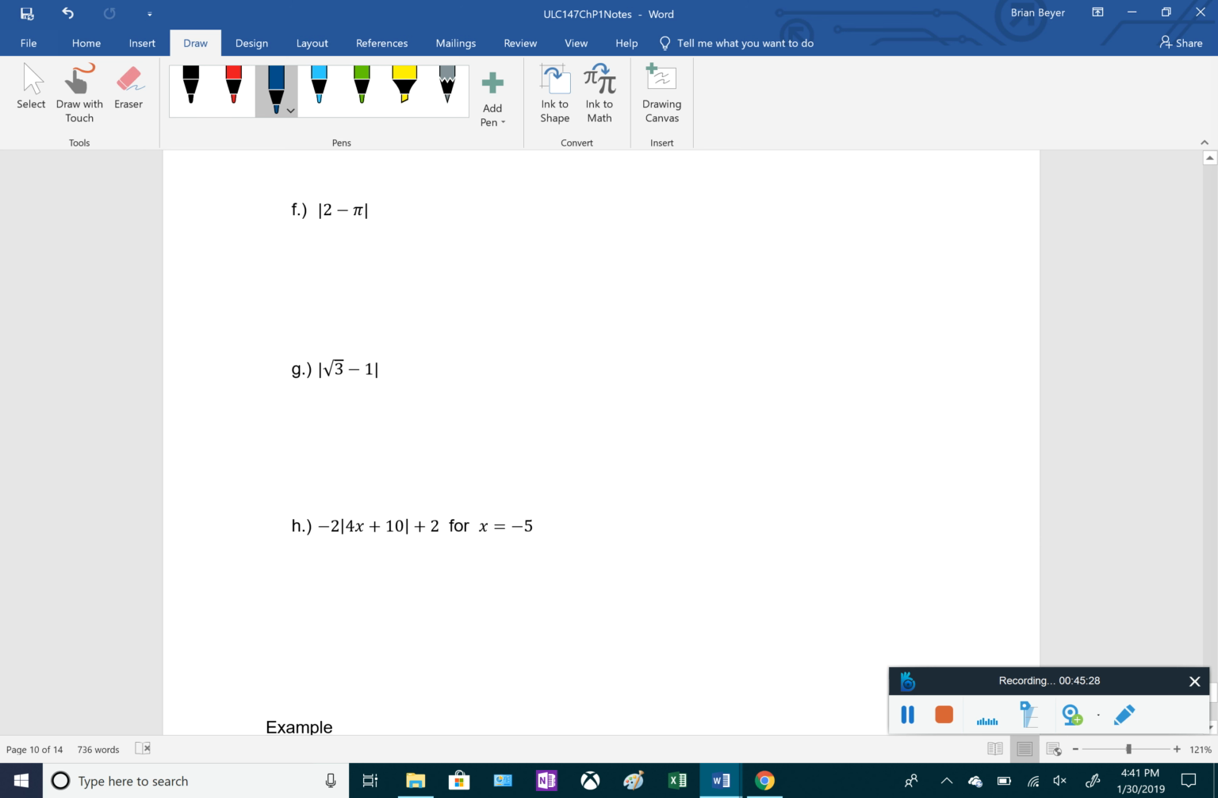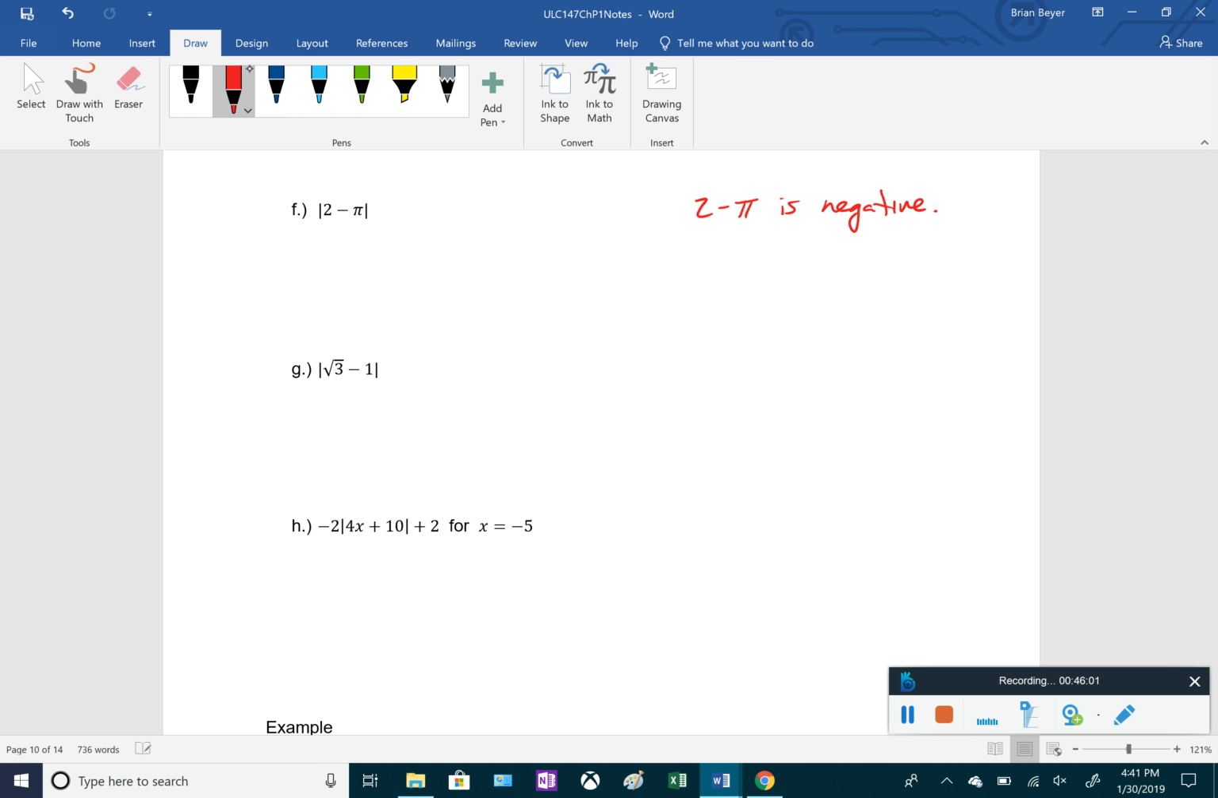So let's make it a little bit harder here. We have the absolute value of 2 minus pi. Unless we're doing a word problem type thing, we almost never want to use an abbreviation or an approximation for pi or irrational numbers. We know that 2 minus pi is negative, because that's about 2 minus 3.14-ish, so that's going to be negative.